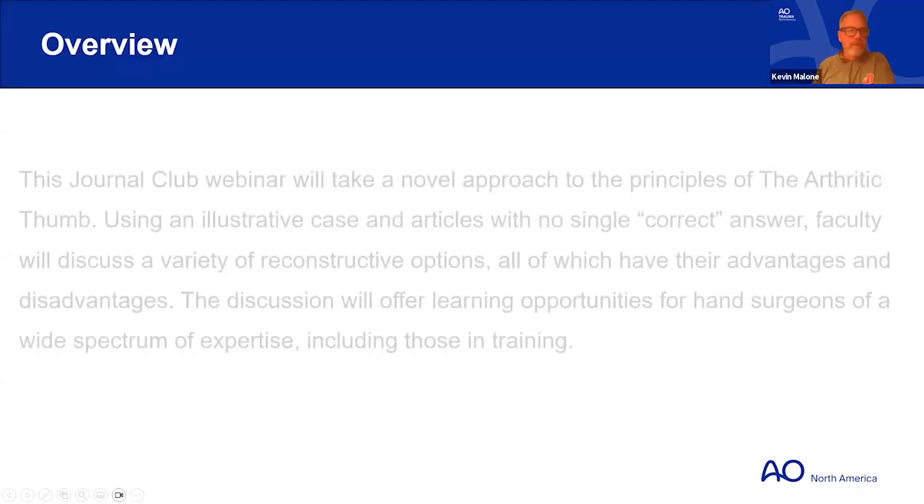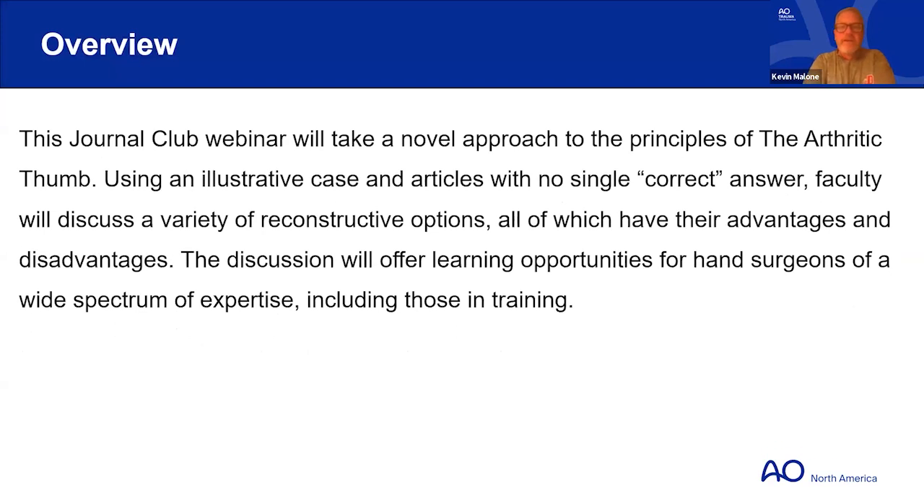So this journal club webinar will take a novel approach to principles of the arthritic thumb using an illustrative case and articles with no single correct answer. Faculty will discuss a variety of reconstructive options, all of which have their advantages and disadvantages. The discussion will then offer learning opportunities for surgeons of a wide spectrum of expertise, including those still in training.